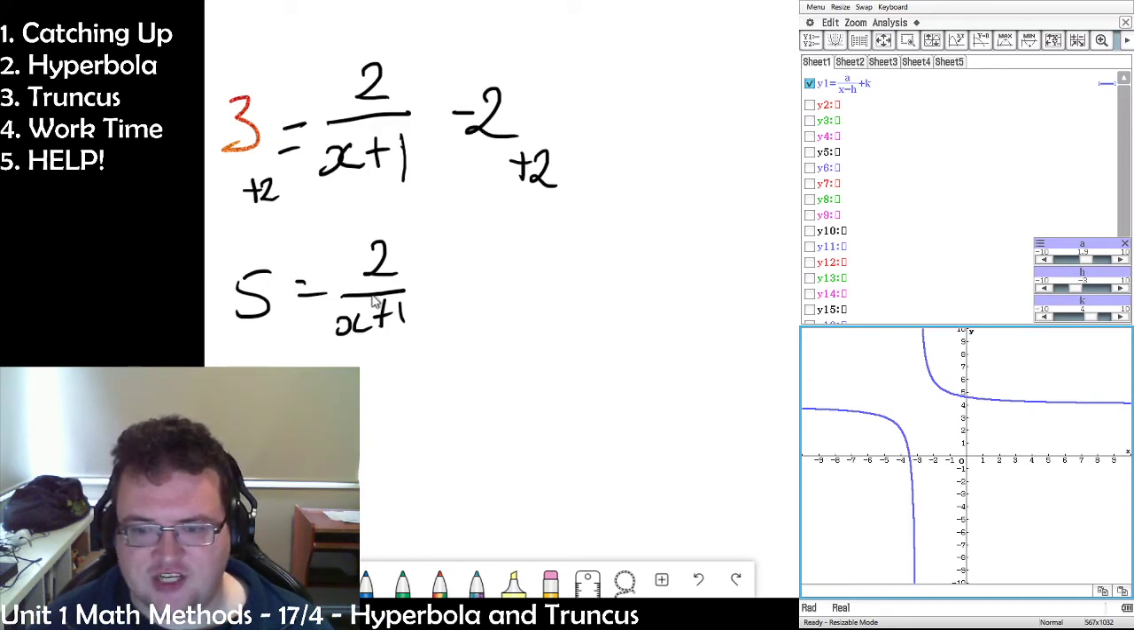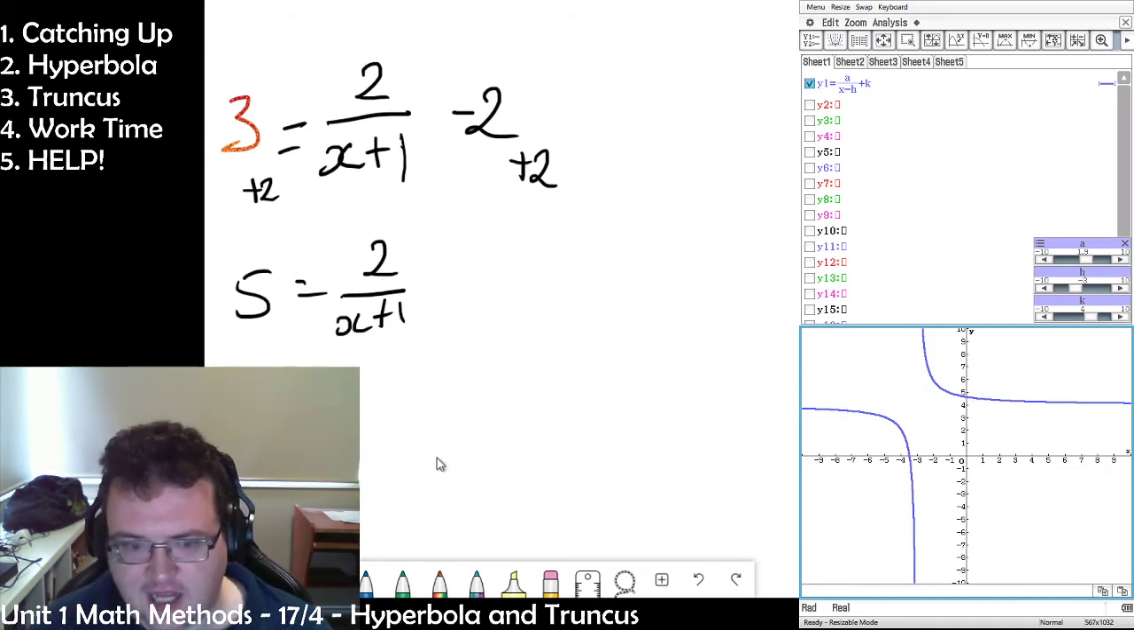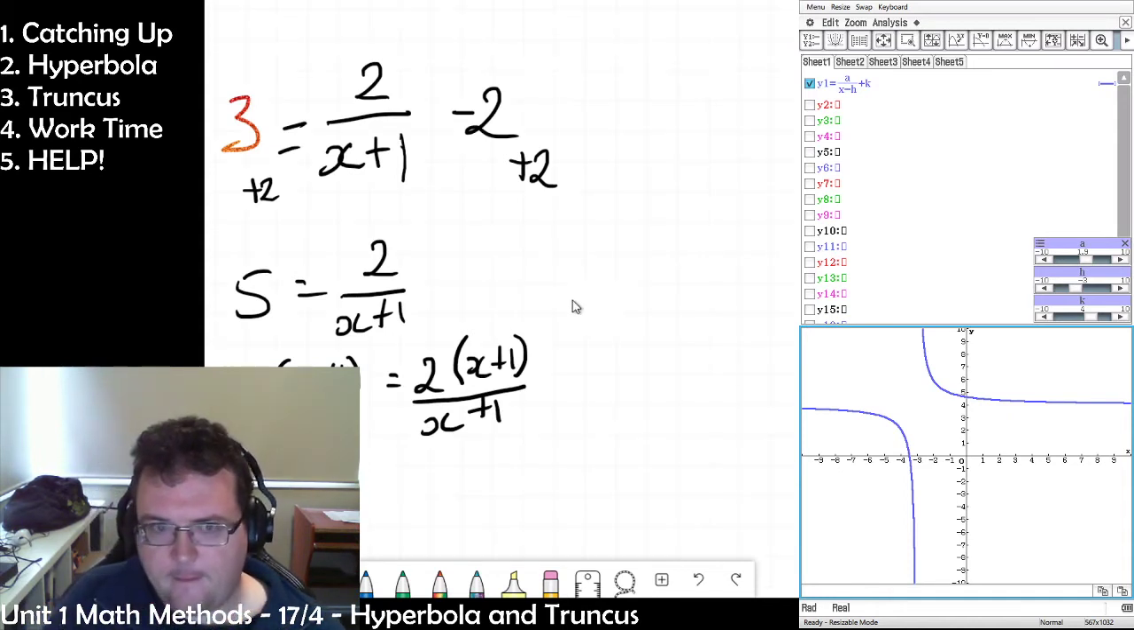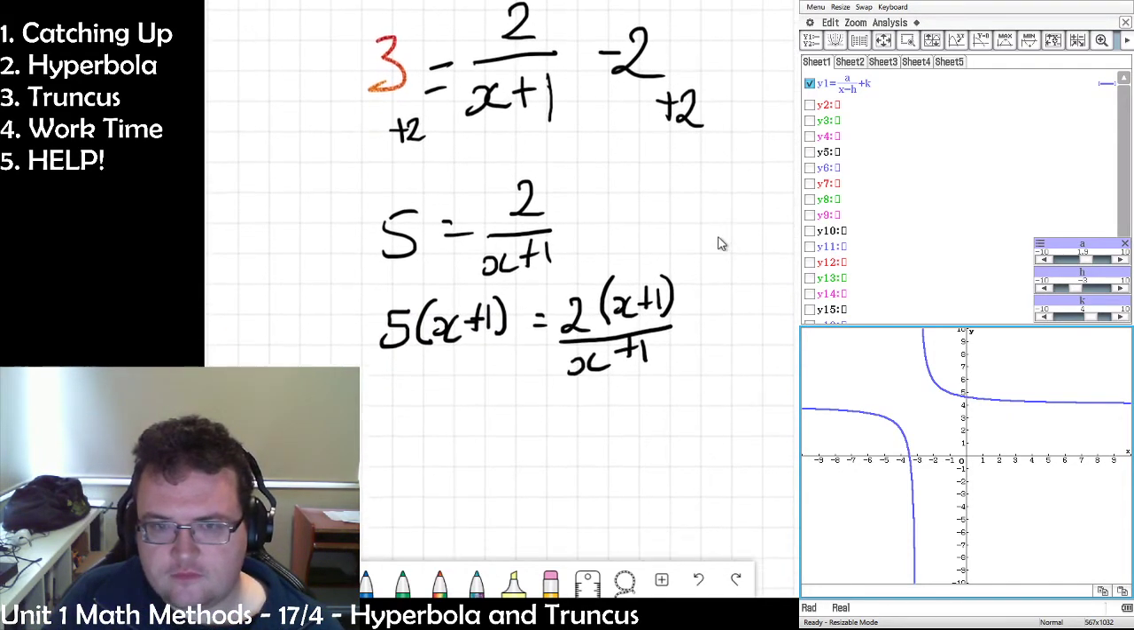Now I would move the entirety of the denominator of that fraction. So it's not just the plus 1, it's everything. This 2 is being divided by x plus 1, not x, not plus 1, x plus 1. So if I multiply both sides by x plus 1, I end up with this situation here. Like so.